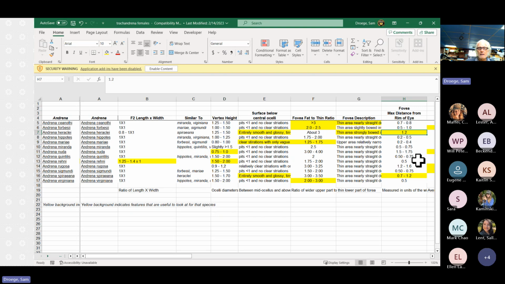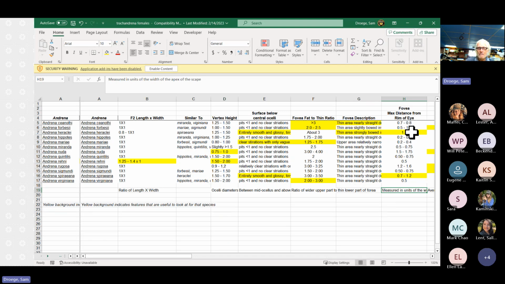And if we read down here, this is where we explain what the character is talking about, measured in units of the widths of the apex of the scape. So I was wrong: the apex of the scape is going to be a much more uniform measurement tool across all the species than the width of the fovea, which varies, and that's useful. And we're actually talking about the distance between the eye rim and the fovea at the level of the antenna.